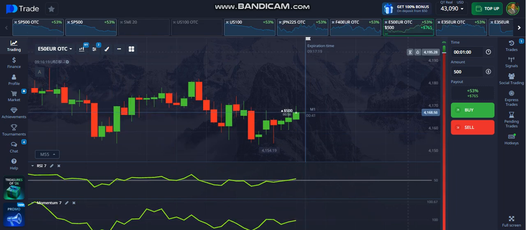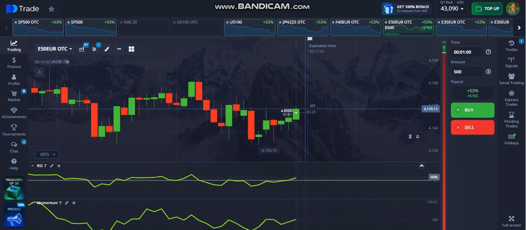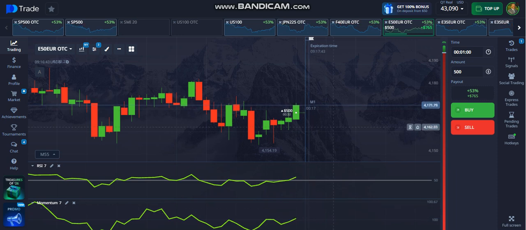So I'm on the E50 Euro stock indice, and I just took a buy trade. The reason why I took the buy trade here is because the RSI line just crossed over the 50 line in an upward direction. In addition to that, if you look at the momentum indicator, it's also showing a positive sloping line to the upside. So this suggests to me that there's going to be a bullish movement to the upside over the next 60 seconds. So let's monitor this trade and wait for the expiry.